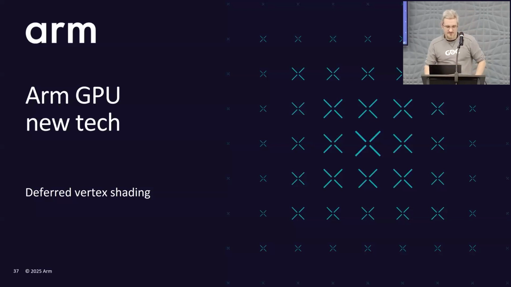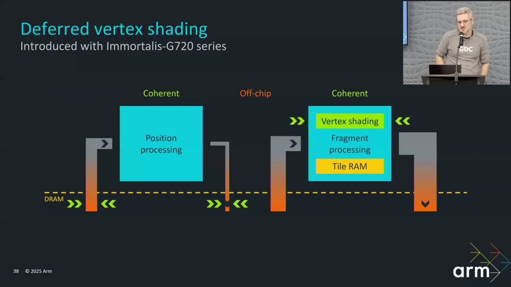Finally, then, just a very quick run through some new tech. So last year's GPUs, the Immortalis G720 series. The big new thing for us here is deferred vertex shading. That bandwidth of going from the full geometry pass to a fragment pass was becoming problematic as geometry complexity goes up, and obviously bandwidth is really, really important. So this has been a very long time coming, but we shipped it.